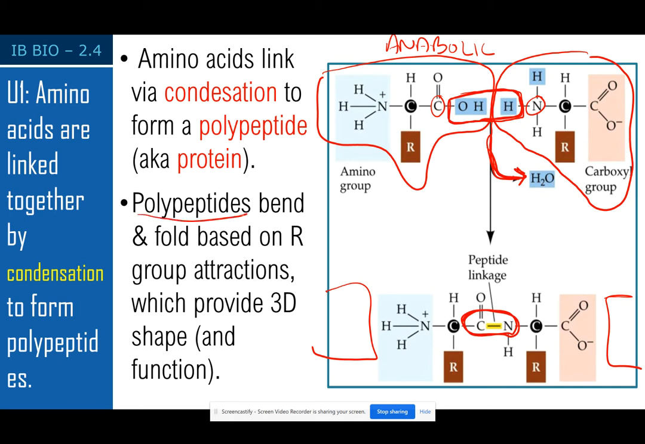Now, these polypeptides, you can think of them as like a chain of paper clips, right? They keep bonding together. Now, they fold and bend into weird shapes based on the R group that sticks out. And that's what provides its three-dimensional shape and function. Now, that's important because in biology, your shape is your job, your form is your function. So, especially when you're talking about molecules, your entire job as a molecule is predicated or dependent on what shape you are. And it's the order of these amino acids that gives you your specific shape.